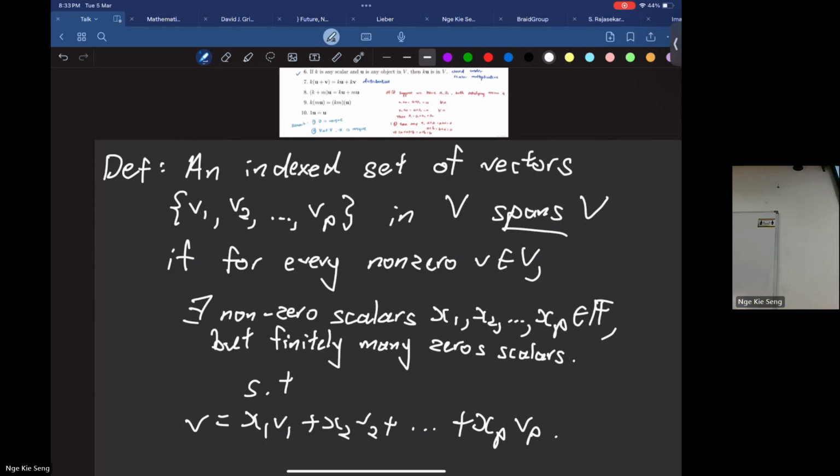If this set spans V and is linearly independent, then we call this set of vectors a basis. Why basis? It's the base, right? You build a house, you need a base. If you have a base, then your house is safe. So basis means you can build your vector space using two operations only: scalar multiplication and vector addition. You can build the whole space. Then this set of vectors forms a basis.